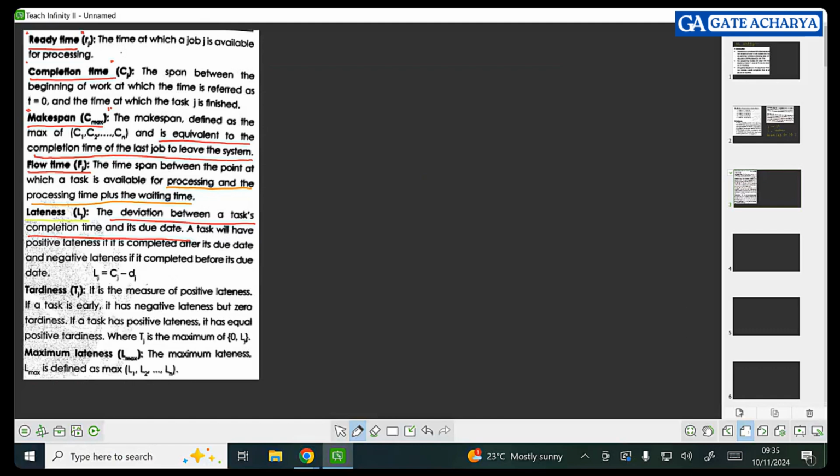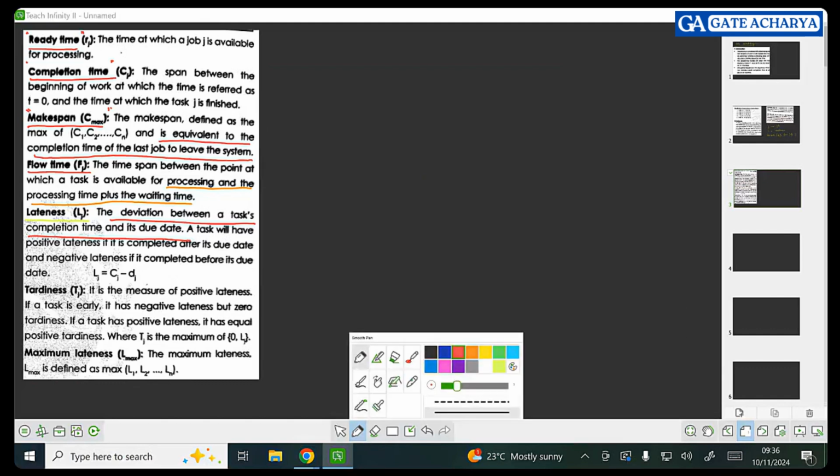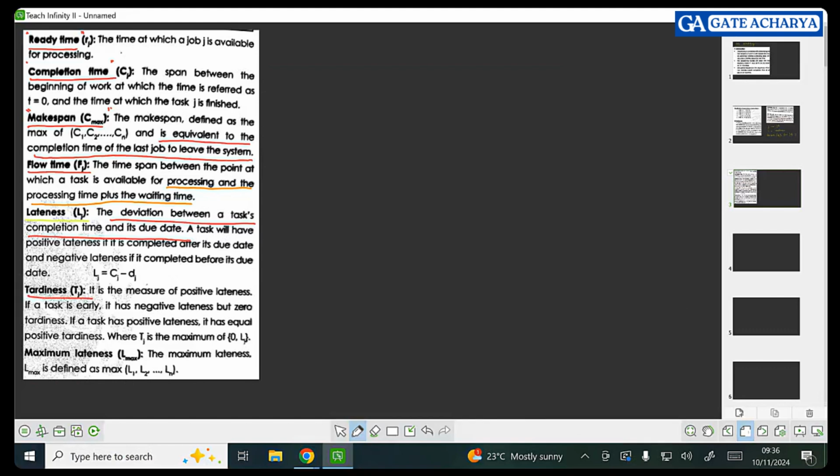Next is readiness. It is very important. Here it is a completion time, maximum completion time. Next, flow time. Sometimes they will ask flow time as an indirect question, which I'll tell you. Next is this terminology. What is lateness? Lj. Lateness means job completion time minus due date. Next, readiness. Readiness can be defined as the measure of positive lateness. If a task is early, it has a negative lateness but zero readiness. If a task has a positive lateness, it has an equal positive readiness.